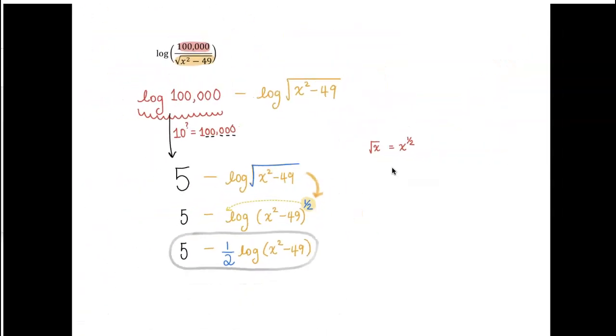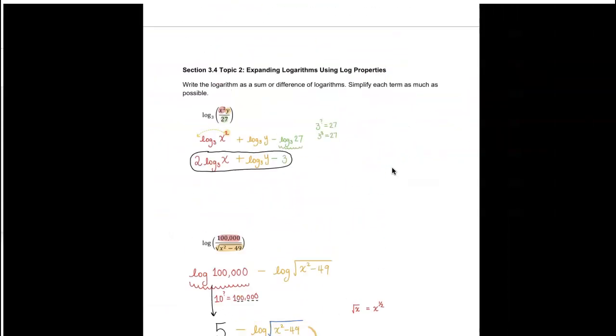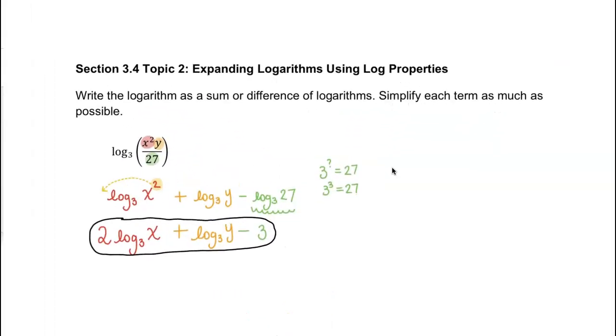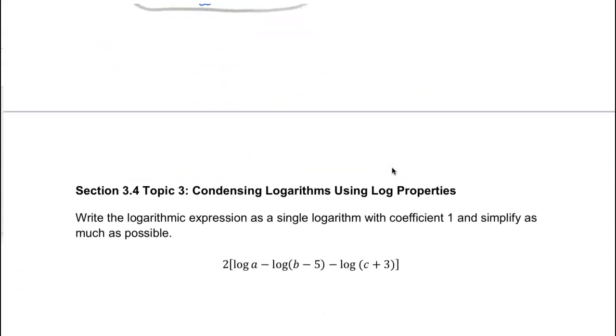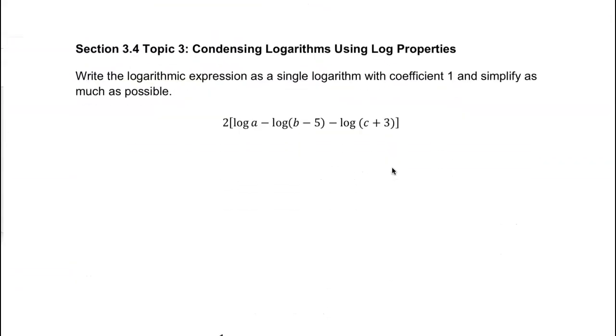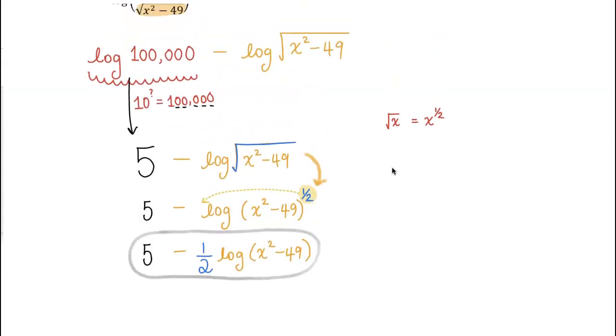So in this video, we went over 2 examples on expanding logarithms using log properties. I'm going to start another one where we will condense logs, make them as short as possible by going the other way around, okay?